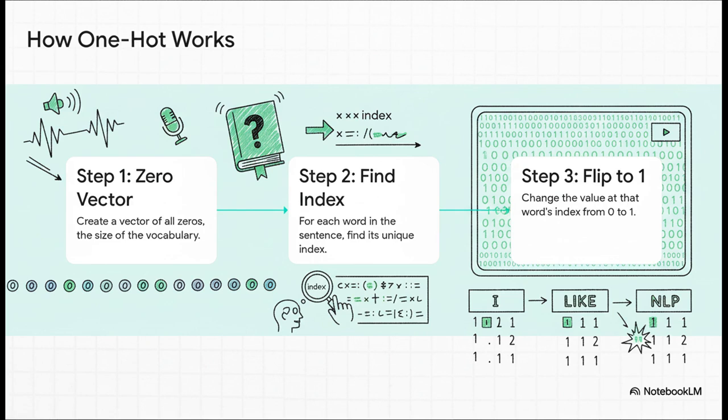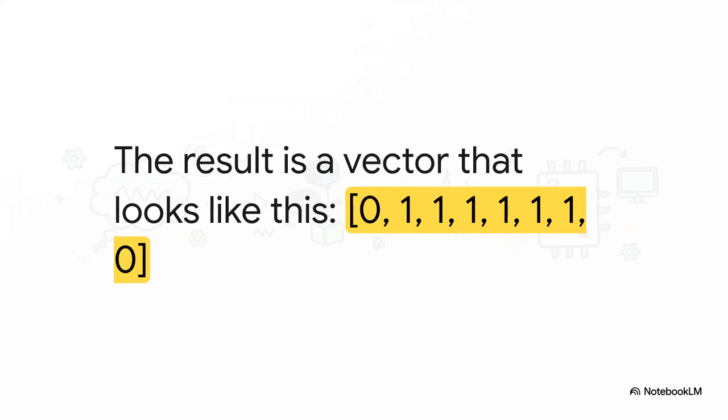For the word "I," you find its ID number in the dictionary, go to that spot in your list of zeros, and flip it to a 1. Then you do the same thing for "like," then for "NLP," and for every other word. And this is what you're left with, a vector, just a list of ones and zeros. This right here is the final numerical version of our sentence.